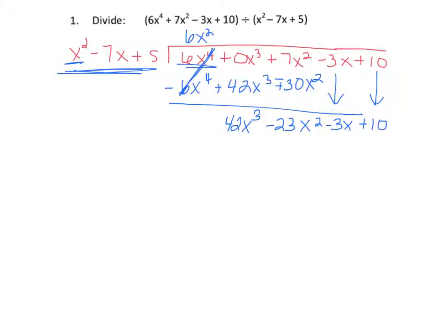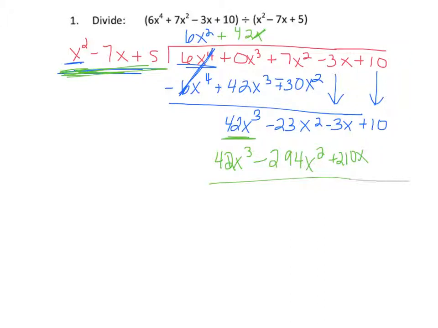Okay, and then we are going to divide this by x squared. So 42x cubed divided by x squared would be 42x. So plus 42x. And then I'm going to multiply 42x by each one of these things. So 42x times x squared is 42x cubed. 42 times negative 7x is negative 294x squared. And then 42 times 5 is 210x. So plus 210x.